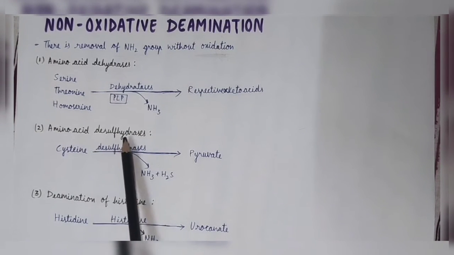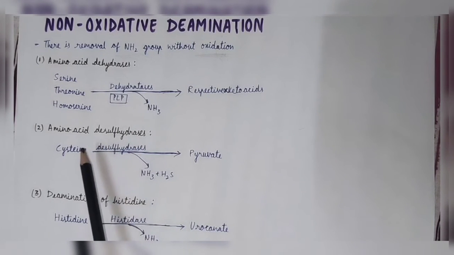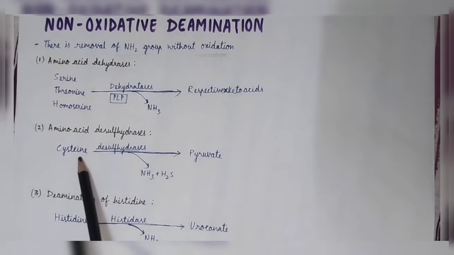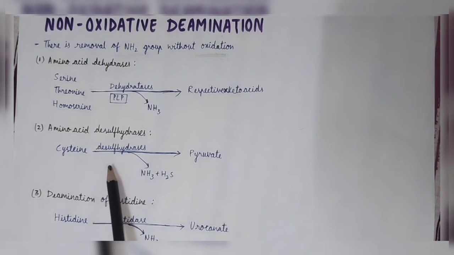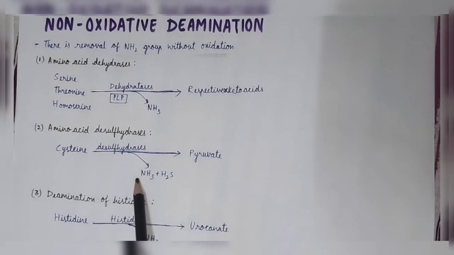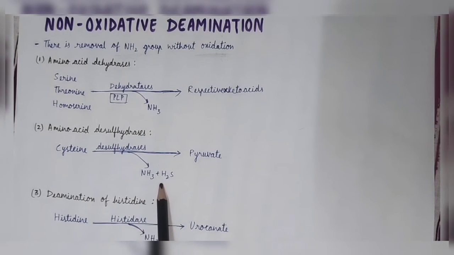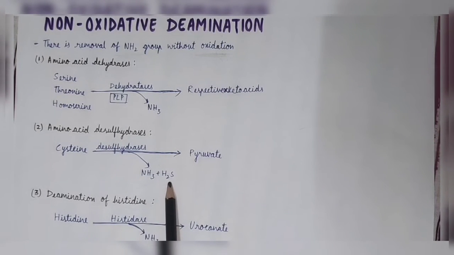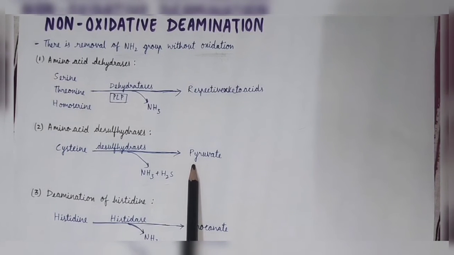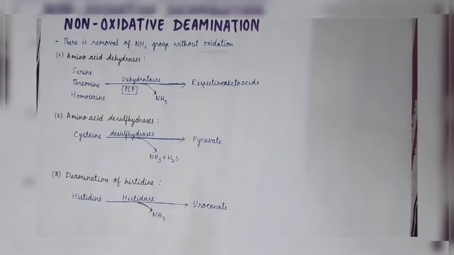Amino acid desulfhydrases are the enzymes which act on sulfur containing amino acids. These undergo deamination coupled with desulfhydration to give the keto acid pyruvate. Deamination of histidine: the enzyme histidase acts on the amino acid histidine to liberate ammonia by non-oxidative deamination.